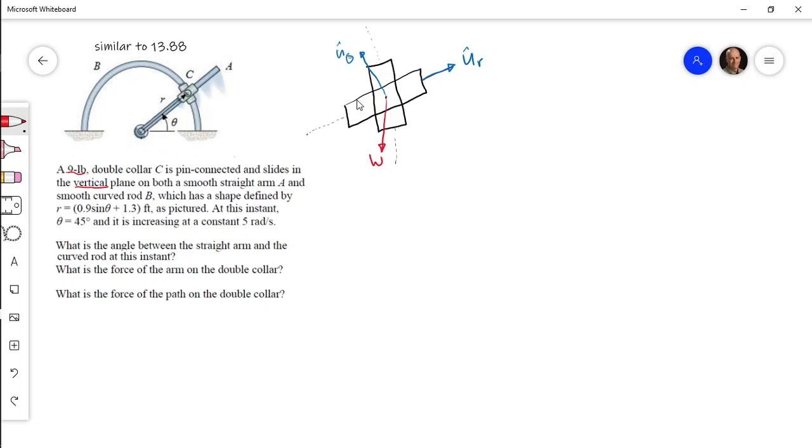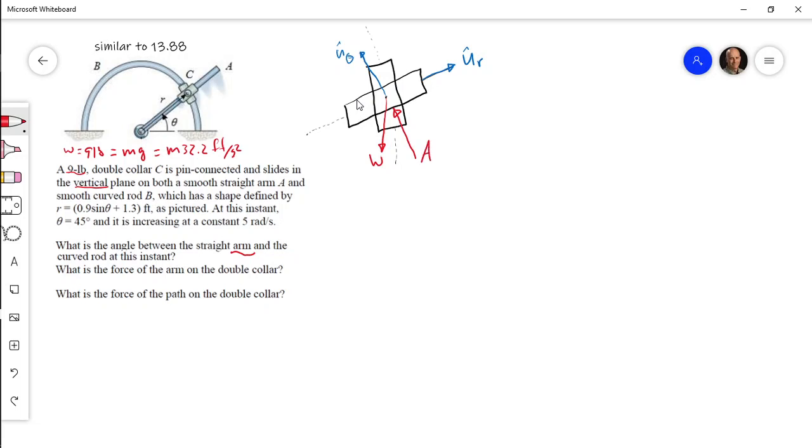You could call it mg, but they don't give us mg. The weight equals 9 pounds, which equals mg, which equals the mass times 32.2 feet per second squared. And then we have reaction forces from the rod. That's going to be perpendicular to the rod. I'm going to draw that like this. They call it an arm, so I'm going to call it A for arm.